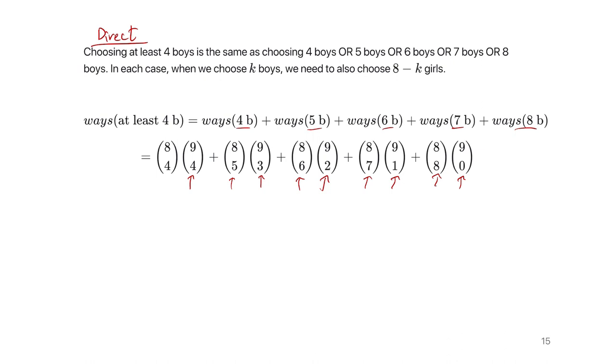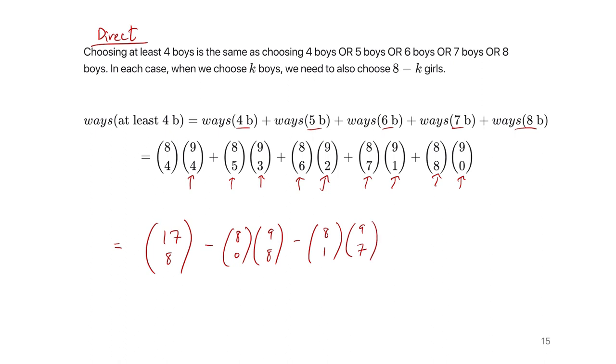Is this okay? And so if we want to look at the complementary method, I could say this is also equal to the total, which was 17 choose 8, minus the number of ways to choose 0, 1, 2, or 3 boys, right? So I could have 8 choose 0, 9 choose 8, 8 choose 1, 9 choose 7, 8 choose 2, 9 choose 6, and 8 choose 3, 9 choose 5. Is that clear?